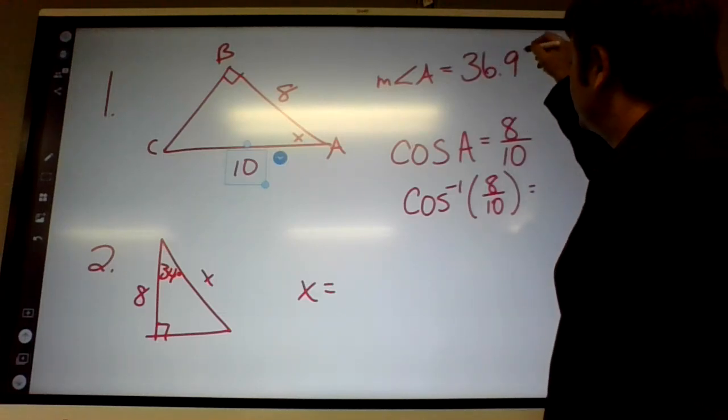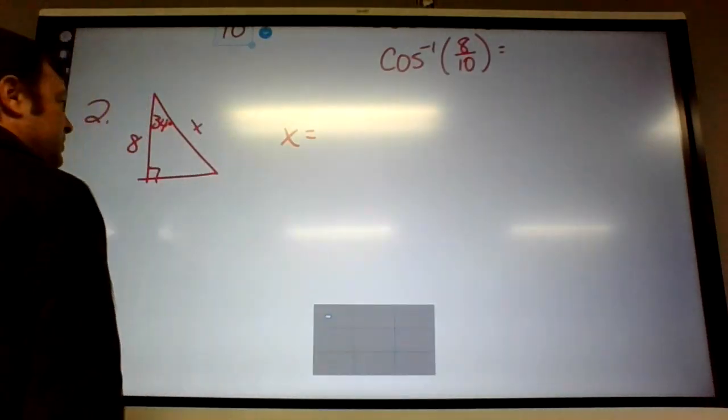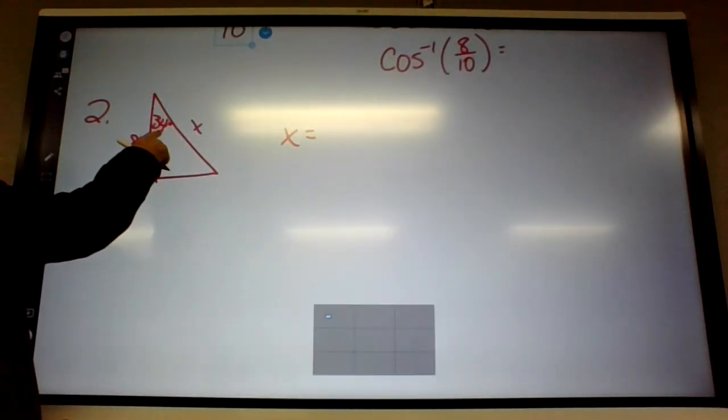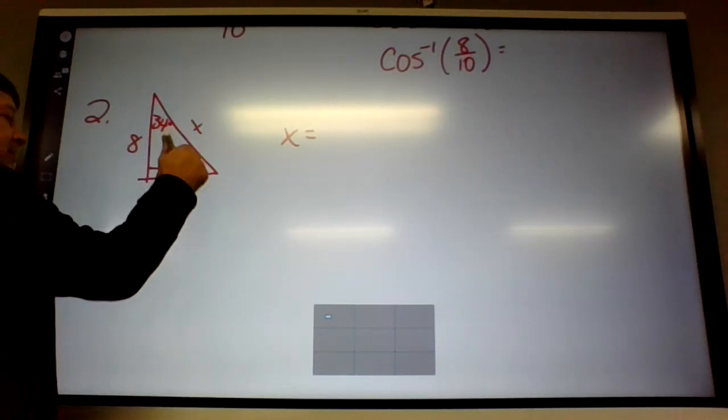36.9. Okay. For number 2, this time we're looking for a side. So relative to this angle, 8 is adjacent. Is this cosine again? 8 is adjacent, x is hypotenuse.